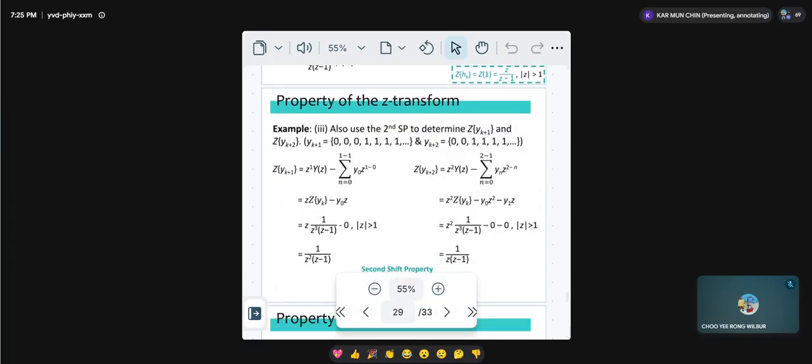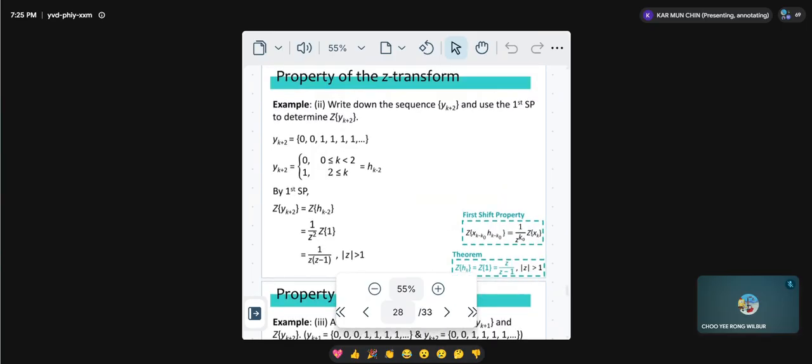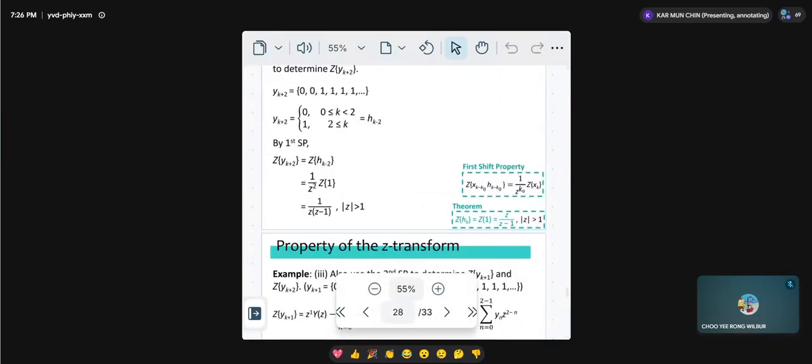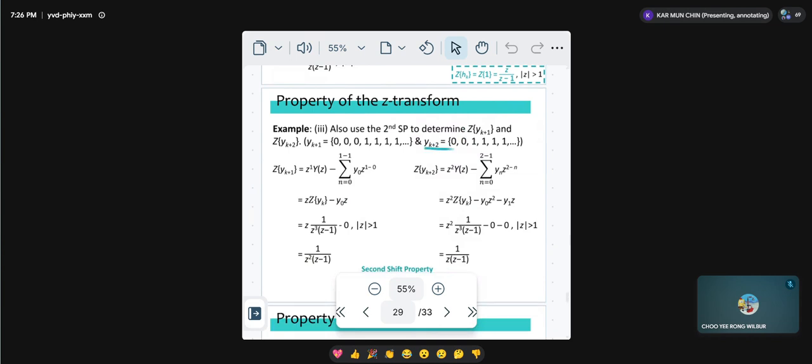Okay, then you look at the third. It's still the same question. Also use the second shift property to determine Y K plus 1 and Y K plus 2. So just now for Y K plus 2, you remove 2 zeros, right? So this is your K plus 2. If K plus 1, you will only remove 1 zero, so you have 3, 0 in front.